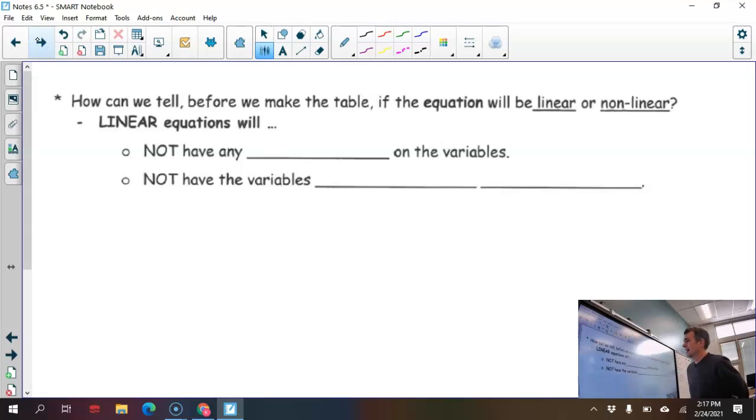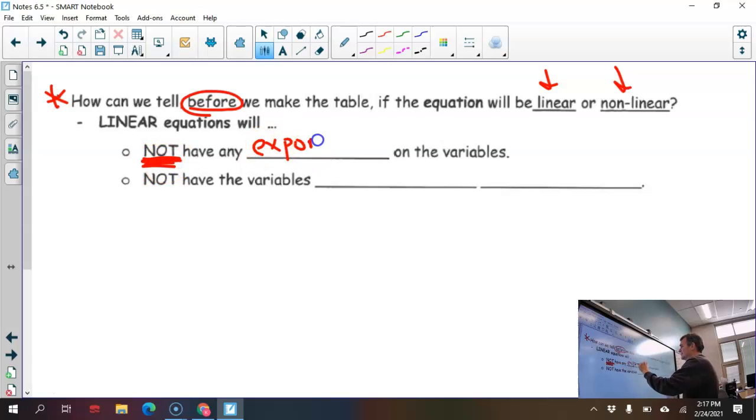All right. Here is a big topic right here. This is one of our main topics. How can we tell before we make the table if the equation is linear or nonlinear? And there's just 2 rules to learn here. Linear equations will not have any exponents on the variables. And they will not have the variables multiplied together.